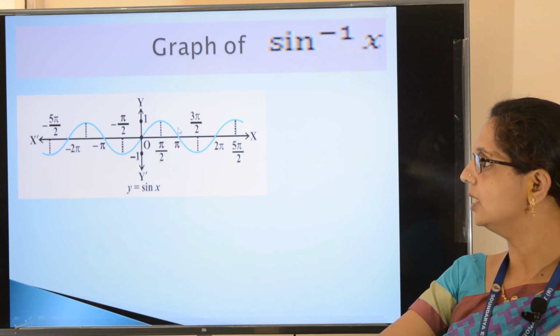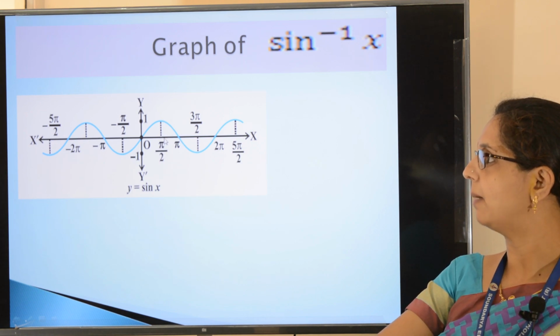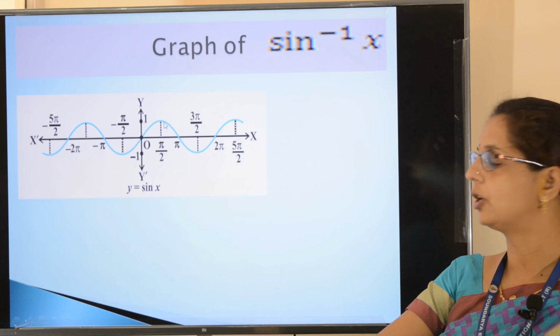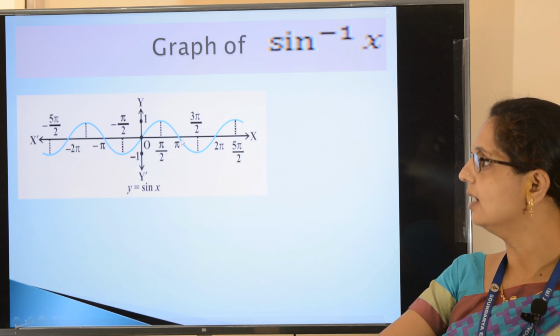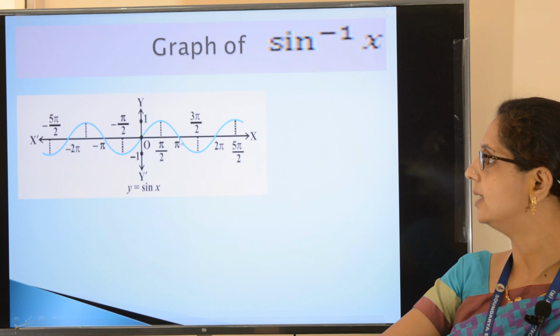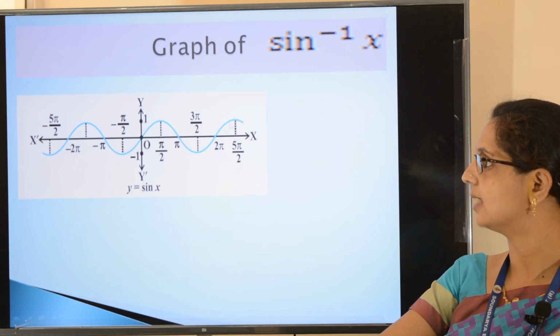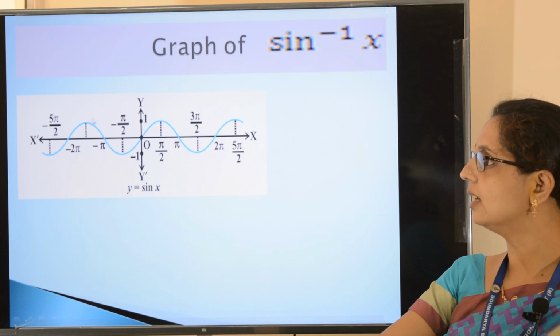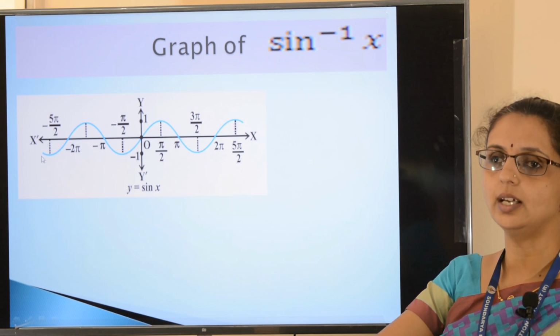Sine π/2 is 1. When x is π/2, the value is equal to 1. Then again sine π is 0, so it meets our x-axis. The sine x curve is an increasing and decreasing curve.